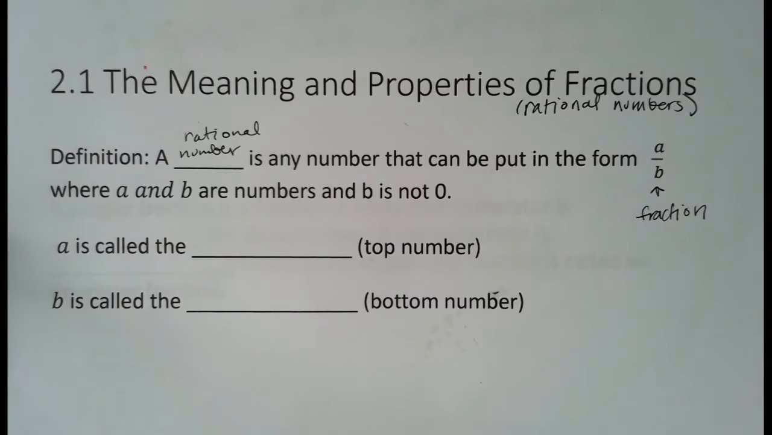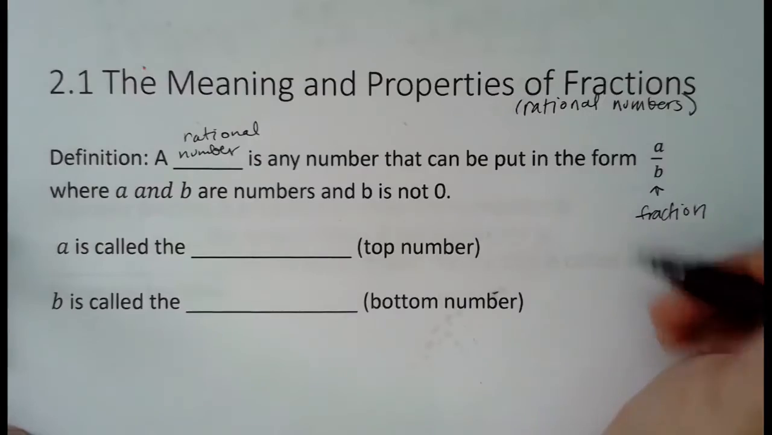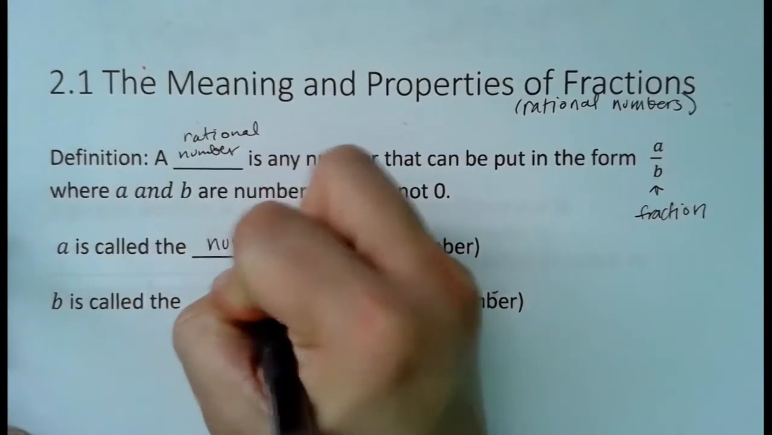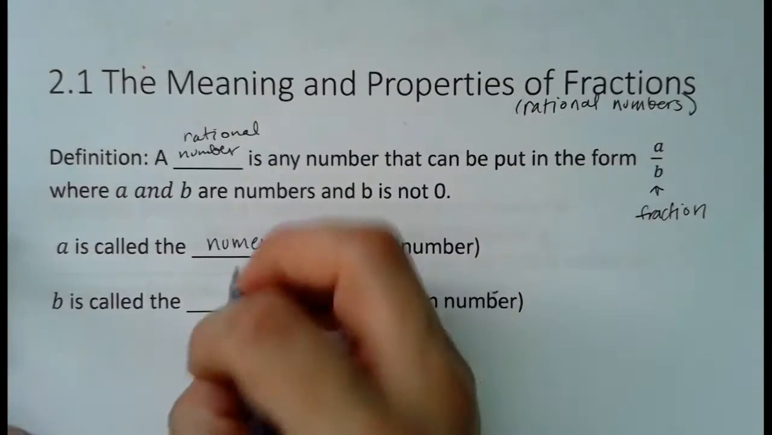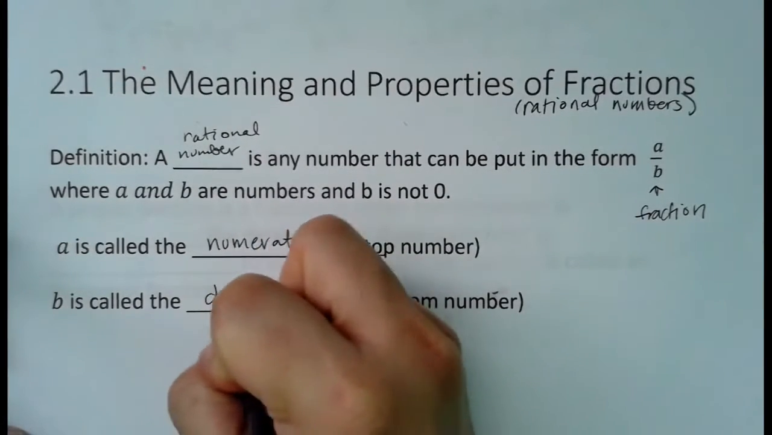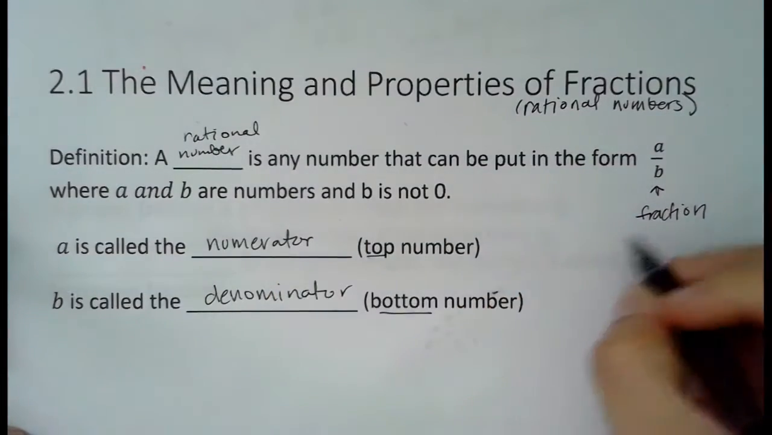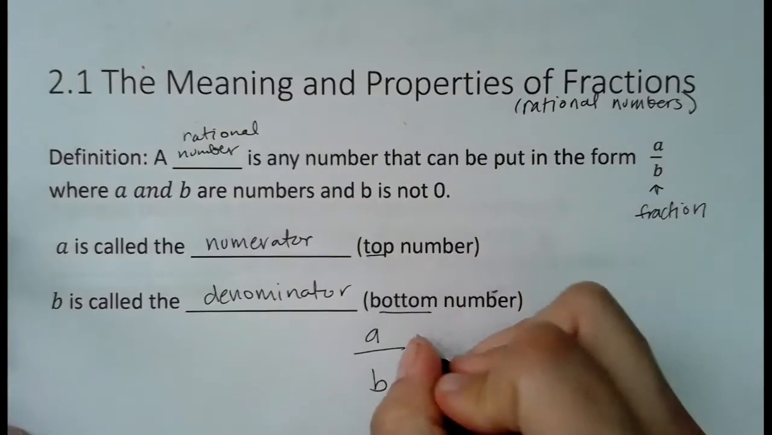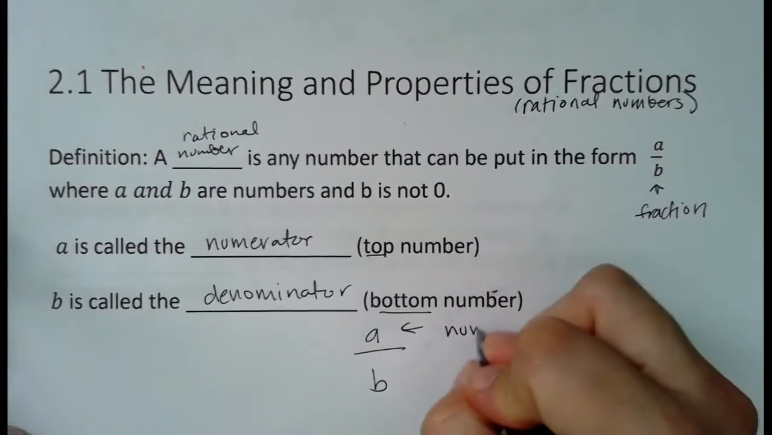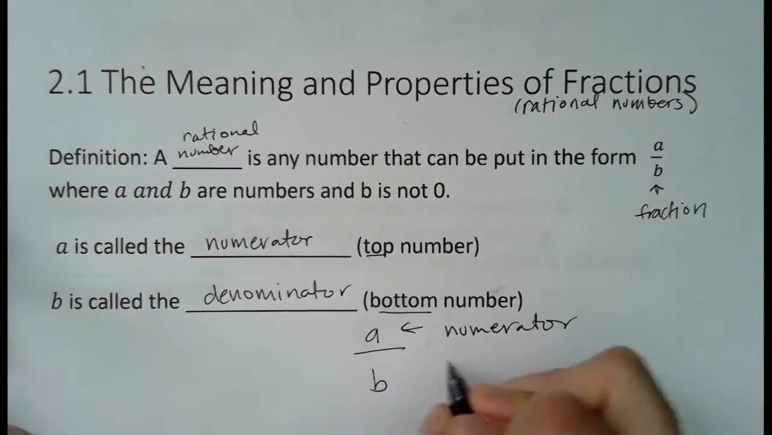Okay, so in a fraction, a is called the numerator, which is the top number, and then b is called the denominator, which is the one on the bottom. So we have here a over b. This is the numerator. And this here is the denominator.